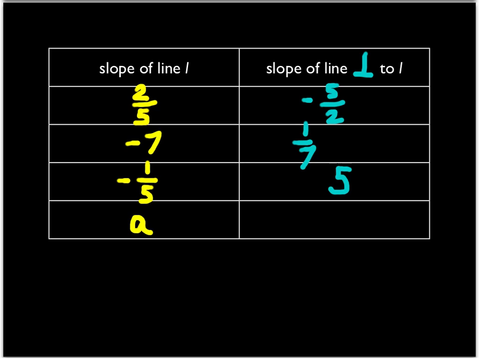And what about if I have the variable a? Well, a we can really write as the fraction a/1, so then it might be a little bit easier to see that the opposite reciprocal of that would be 1/a with a negative sign in front. So that gives you some example of what the slopes of perpendicular lines would look like.